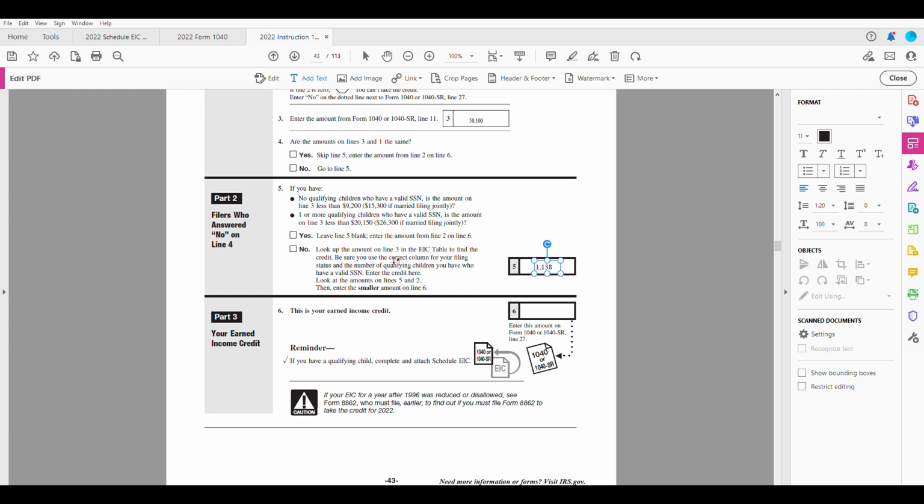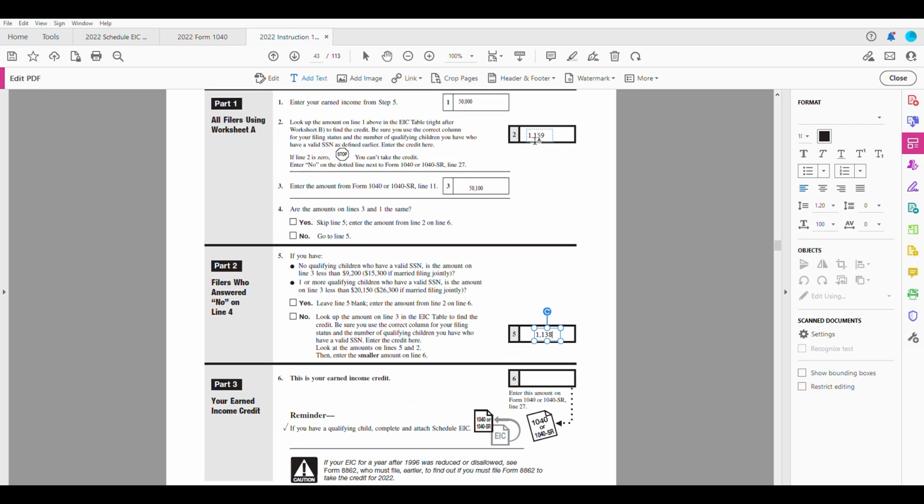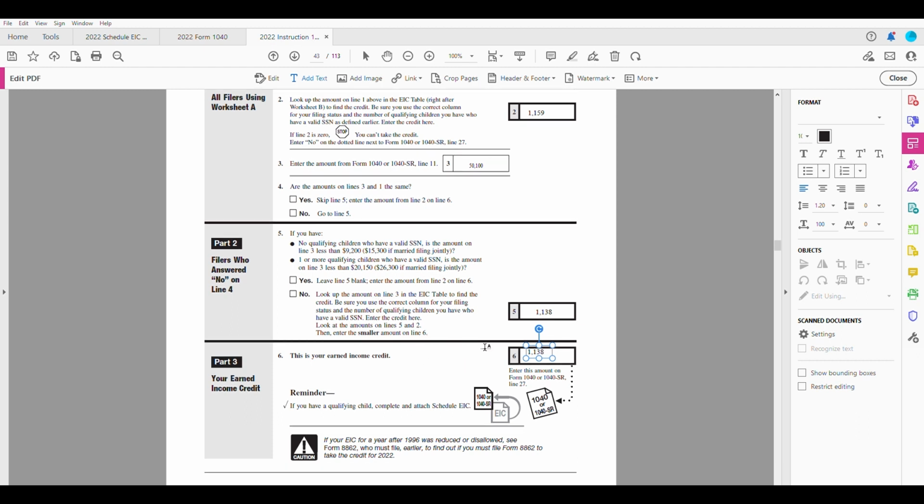So we'll look at this and see, all right, this is the amount of credit, 1,138. Look at the amounts on line 5 versus line 2. And then we have to enter the smaller amount on line 6. So the smaller amount would be $1,138 in our example. This is our earned income tax credit for this taxpayer.